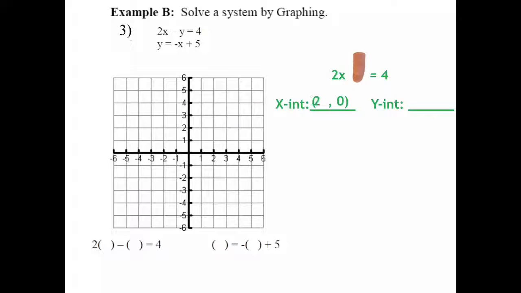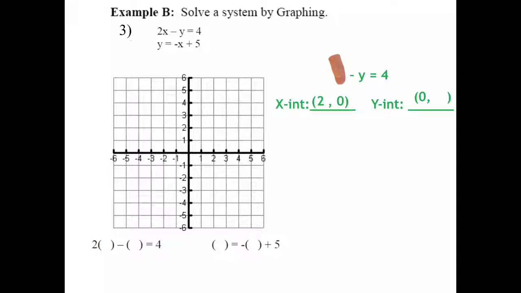Alright, so for the x-intercept, we get 2 because 4 divided by 2 is 2. Now to find the y-intercept, it's the opposite of the x-intercept, obviously. So we have to now make the x 0. By making x 0, you cover it up with your thumb. Be careful not to cover up the negative because the negative is part of the y. So now you have negative y equals 4.